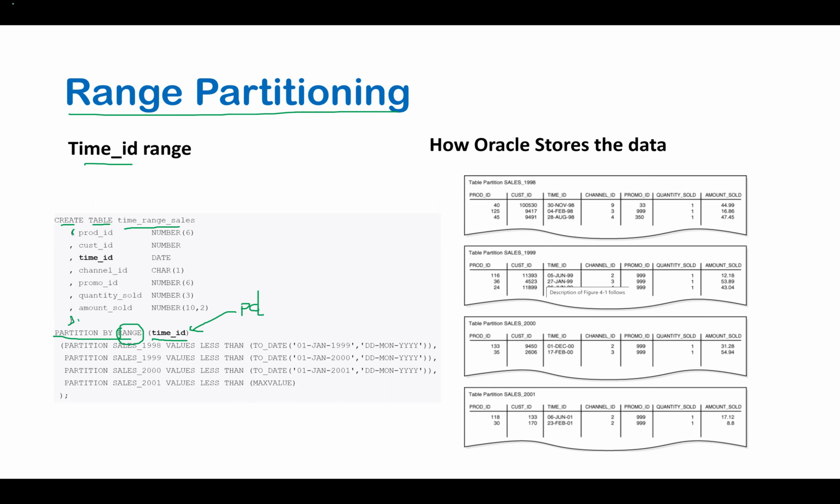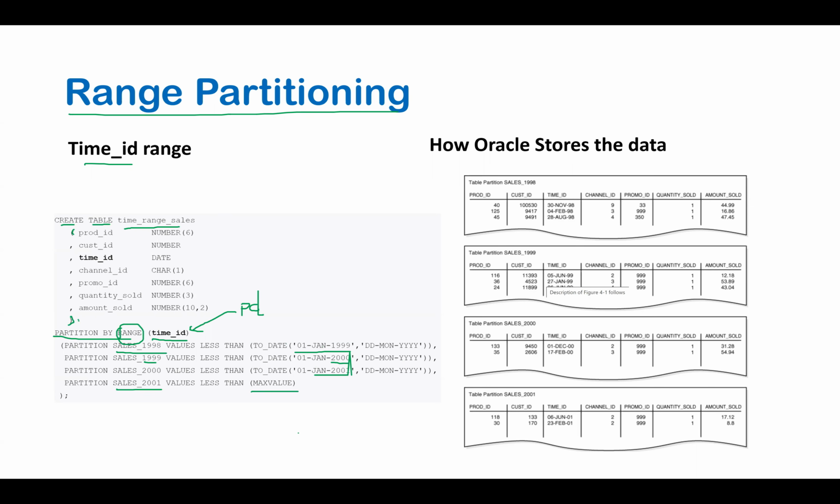How many partitions am I creating? As of now, 4 partitions. What is that? Less than 1998, 1999. That means up to 1998, we're going for one partition. Then less than 2000 is one partition. Less than 2001. So that means each year we are going for one partition. And for the last partition, we go for the maximum value.